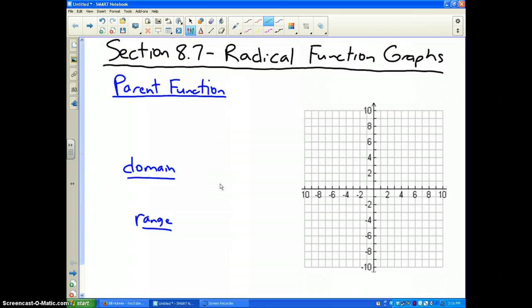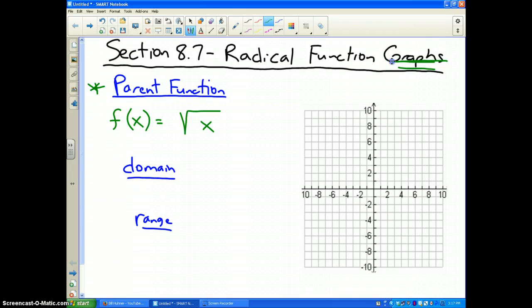Let's talk radical functions and what their graphs look like, which is part of section 8.7. Again, we're going to start with the parent function. The parent function, f of x, is equal to the square root of x.